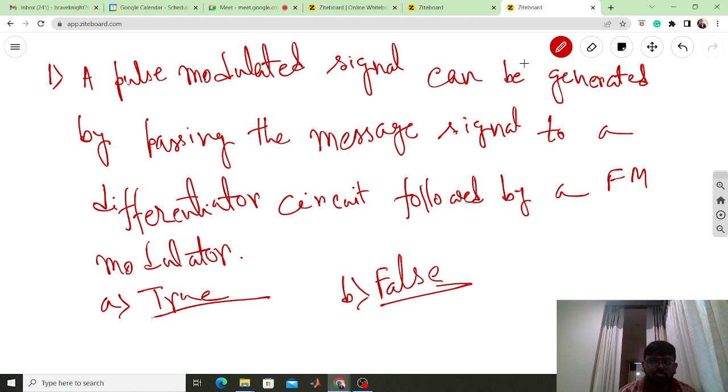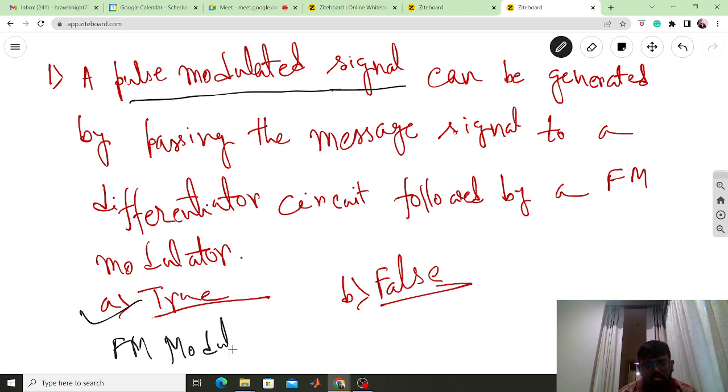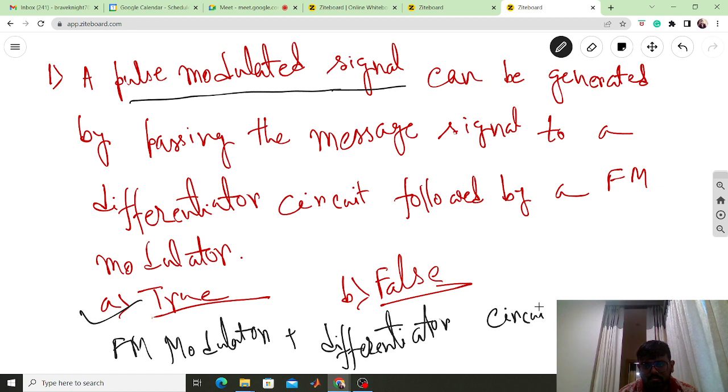So basically this is true. The reason is we generate this pulse modulated signal, like from the classes we know a pulse modulated signal can be generated by an FM modulator and differentiator circuit. The option is A. This was a pretty straightforward question. Let us move to question number 2.